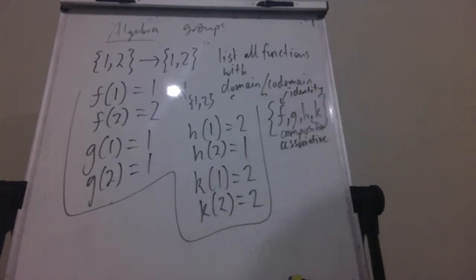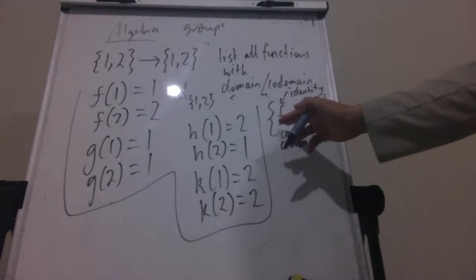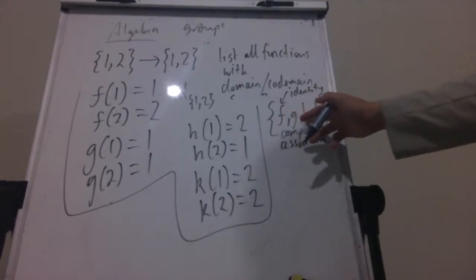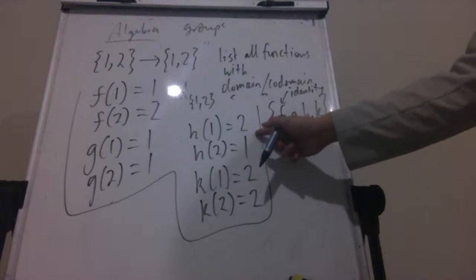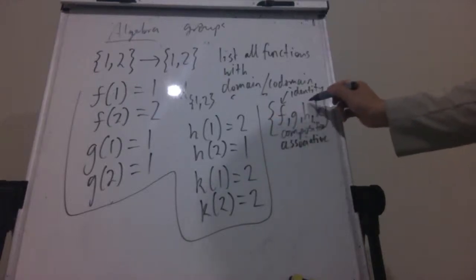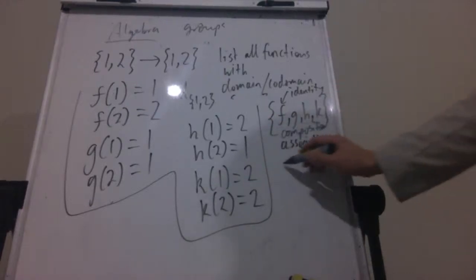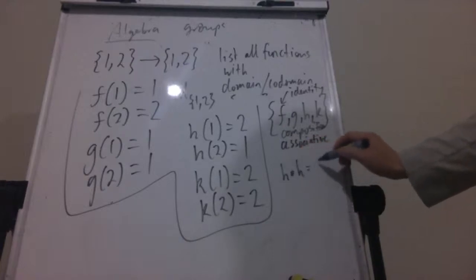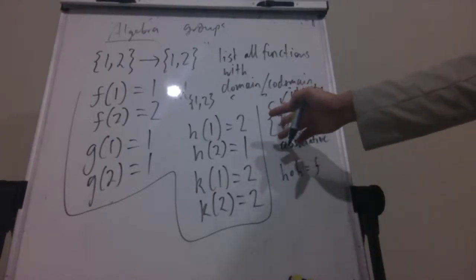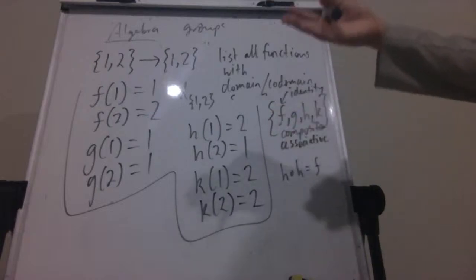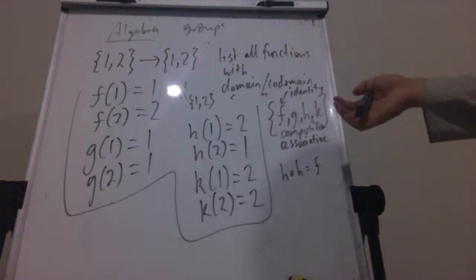It was called the identity function here. Okay, so if this is the identity, it's obvious that h is its own inverse. So h is equal to h inverse, and h composed with h is equal to f. And then obviously f is its own inverse, right? The identity is its own inverse.